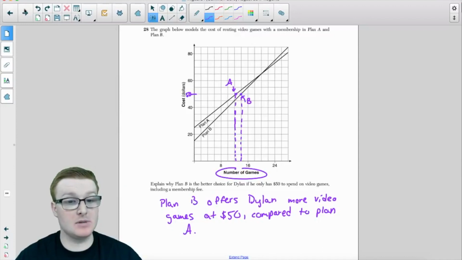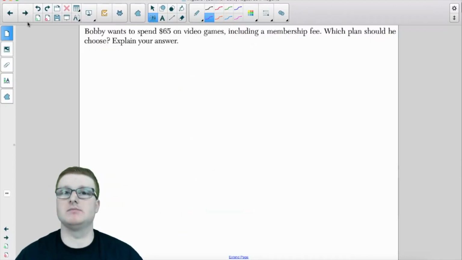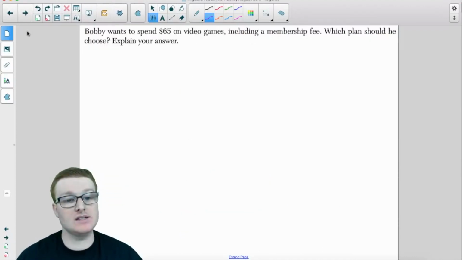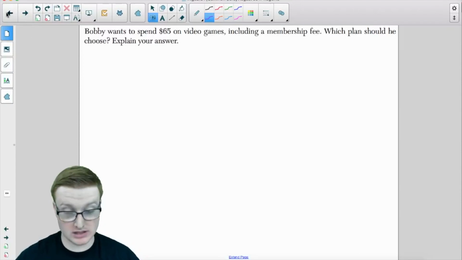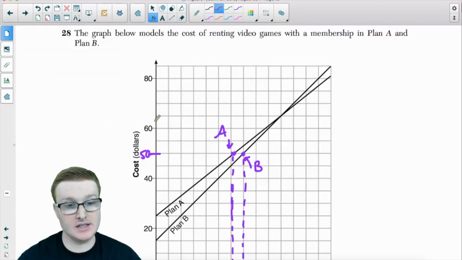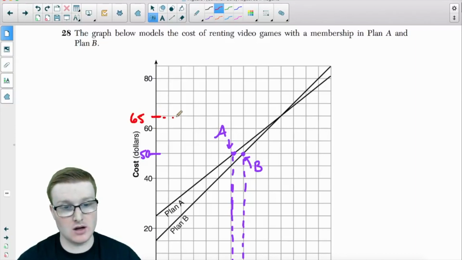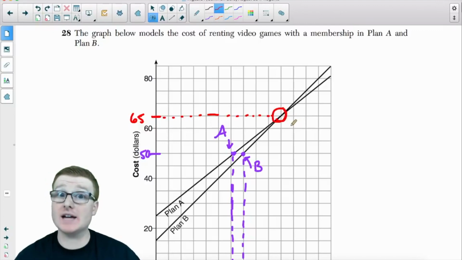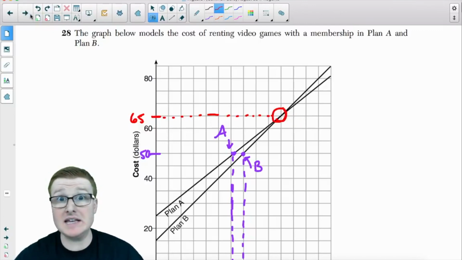Okay. Follow-up question. Bobby wants to spend $65 on video games, including the membership fee. Which plan would he choose? Explain your answer. So we're going to $65 now. This is $65. Go across. Aha. They intersect right there. So your answer is either plan A or B. It doesn't matter. You're getting the exact same amount of video games if you have $65.